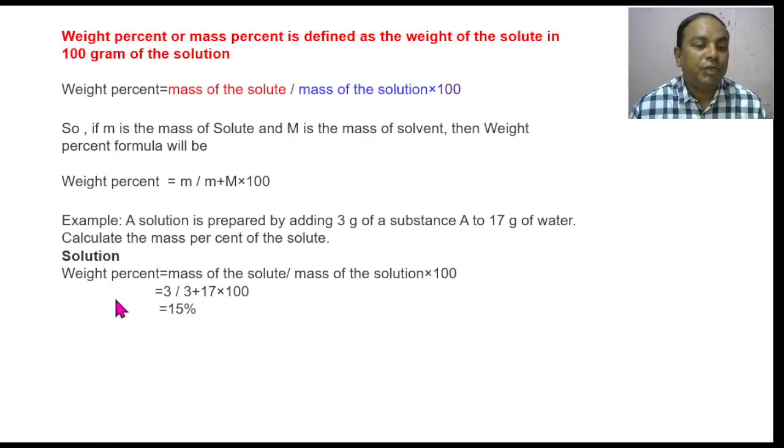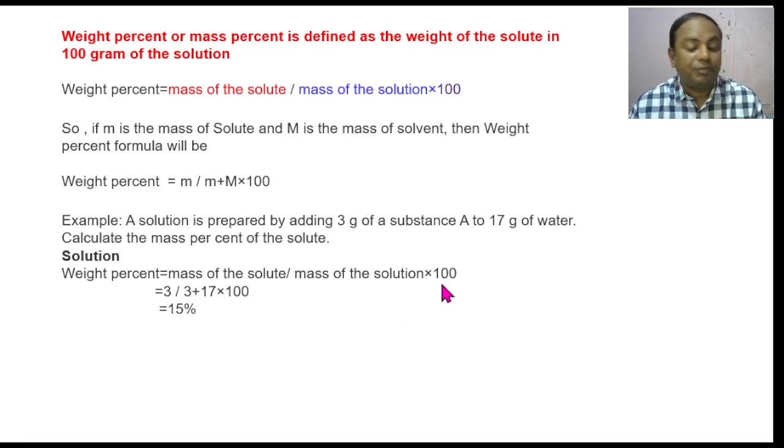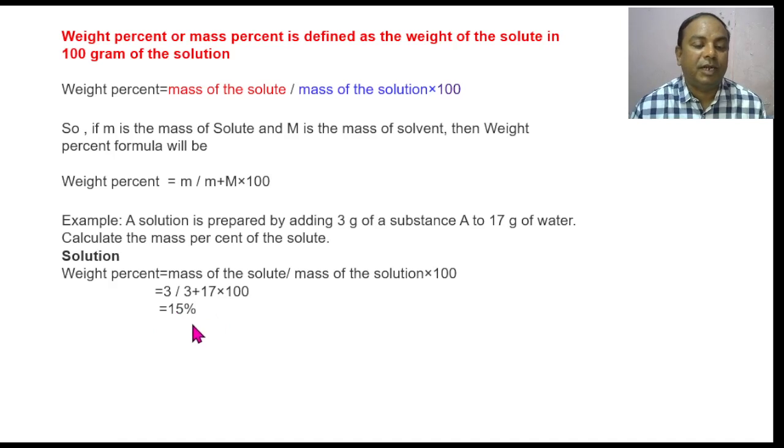So we use the same formula. Weight percent is equal to mass of a solute divided by mass of a solution multiplied by 100. So the amount of solute, that is 3 gram, divided by the total mass of a solution, that is 3 plus 17, multiplied by 100. In order to find the weight percent, we have to multiply it by 100. So what we get is 15%. It's the simplest calculation, and what you get is 15% weight percent.